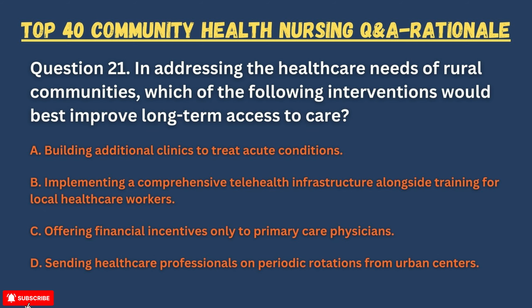Question 21. In addressing the healthcare needs of rural communities, which of the following interventions would best improve long-term access to care? A. Building additional clinics to treat acute conditions. B. Implementing a comprehensive telehealth infrastructure alongside training for local healthcare workers. C. Offering financial incentives only to primary care physicians. D. Sending healthcare professionals on periodic rotations from urban centers.